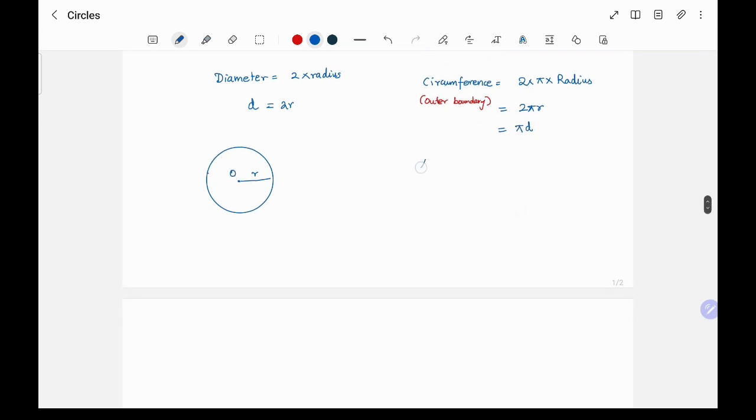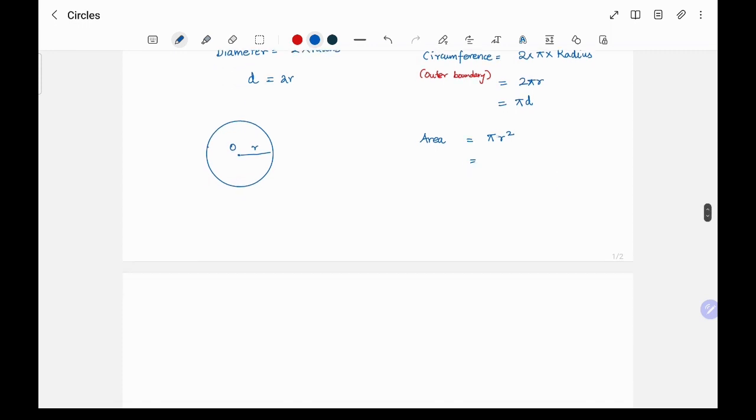Okay, next we have the area. Area is nothing but pi r square, so pi into the square of the radius. In terms of diameter, if you have to write, it is pi into d by 2 whole square, which is pi d square by 4.